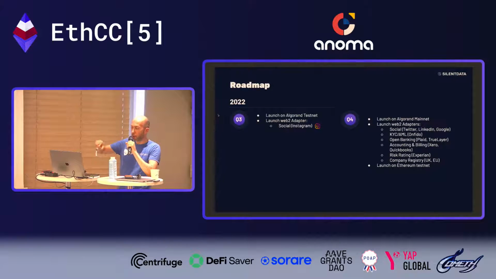The next one that we're releasing is Instagram. I mentioned that we're doing a proof of ownership of the Instagram account. That will be released in September. And we have a KYC and AML integration with Onfido as well, which we're preparing. And really the next stage for us is to open this up so people can build their own adapters.